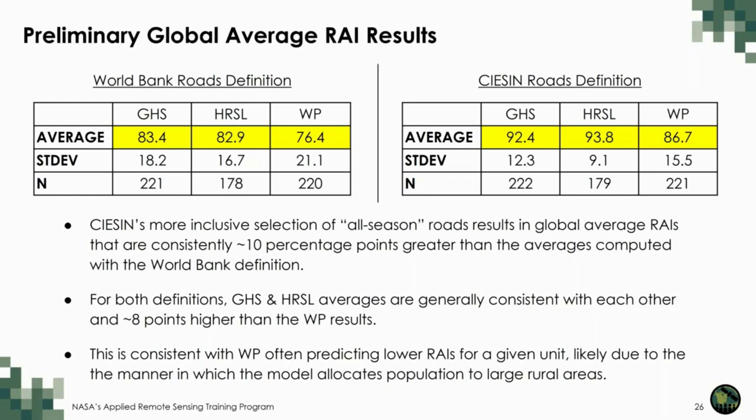For both definitions of all-season roads, GHS and HRSL averages are generally consistent with each other and about 8 percentage points higher than the World POP results. This is consistent with World POP often predicting lower RAIs for a given unit, likely due to the manner in which the model allocates population in large rural areas. We are still working on this analysis and waiting for final results for some countries, and hope to conduct more assessment of our results against the current World Bank results.